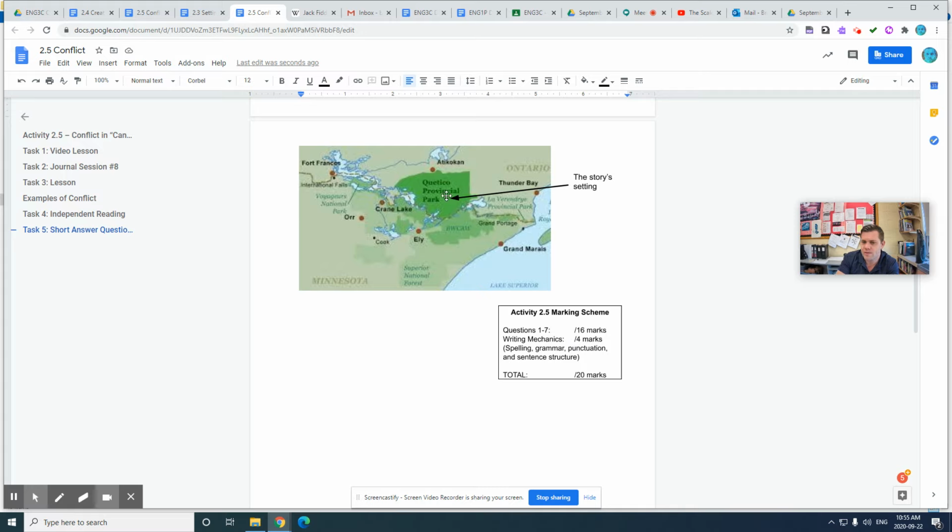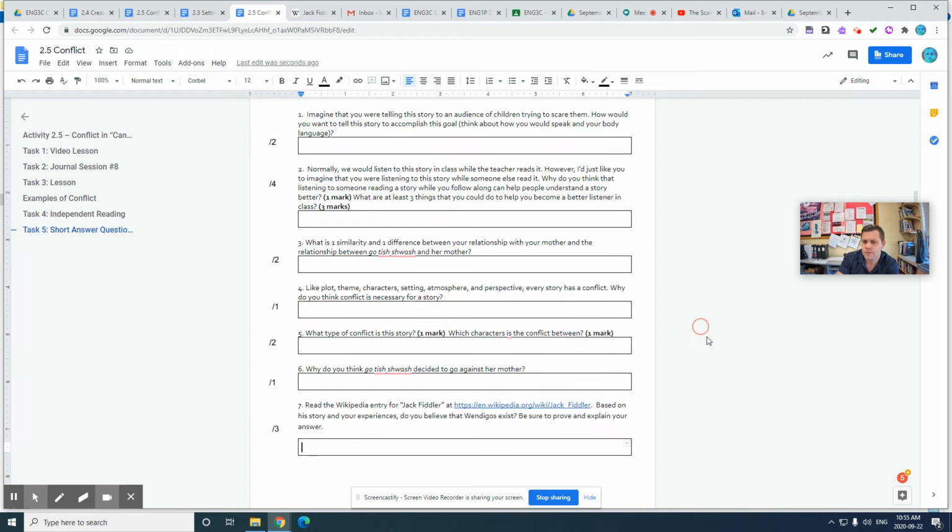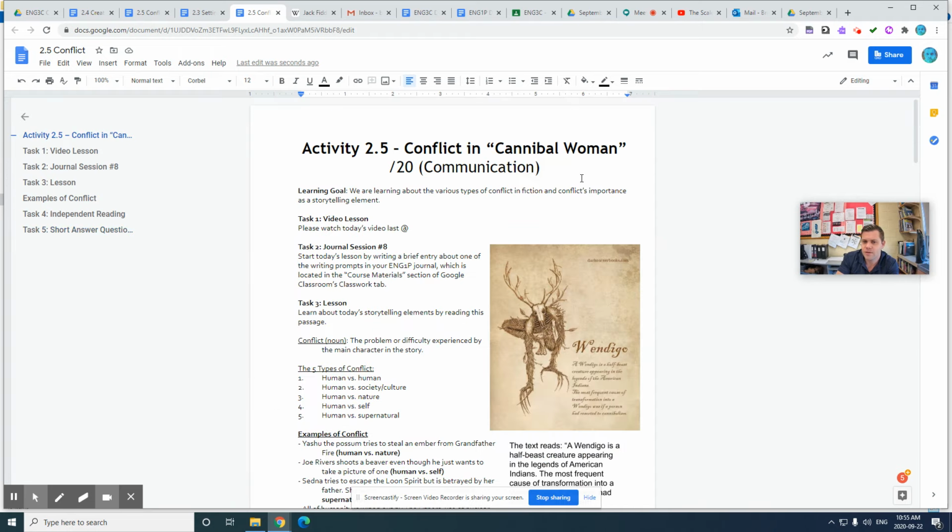And just a fun fact, this story setting takes place in Quetico, which is just outside of Thunder Bay. So this is a local story. So just a fun fact for you. If you're wondering where the story is set, well, not too far from here.